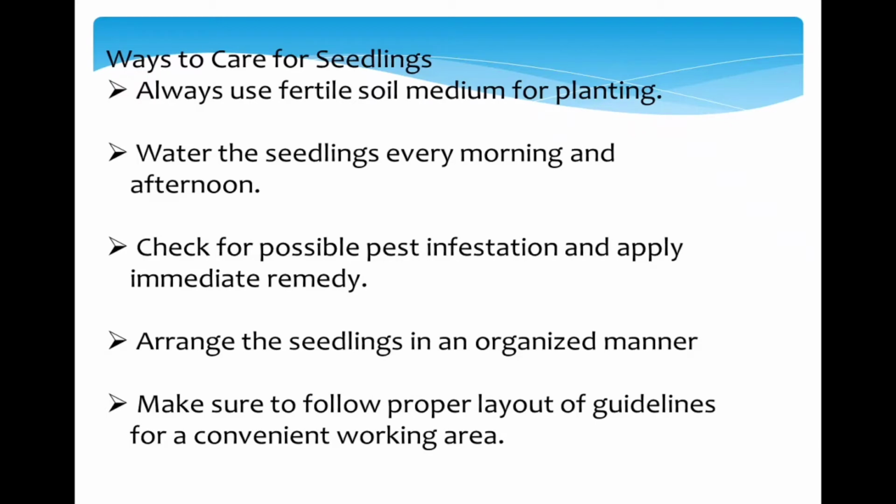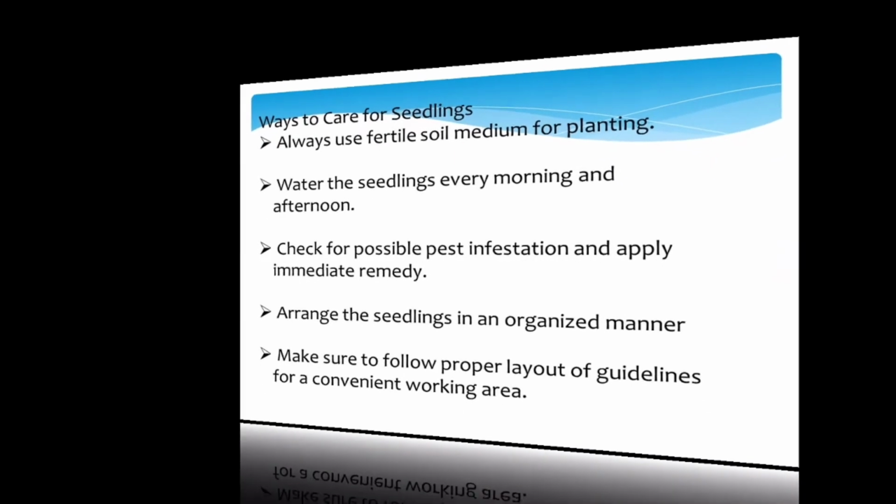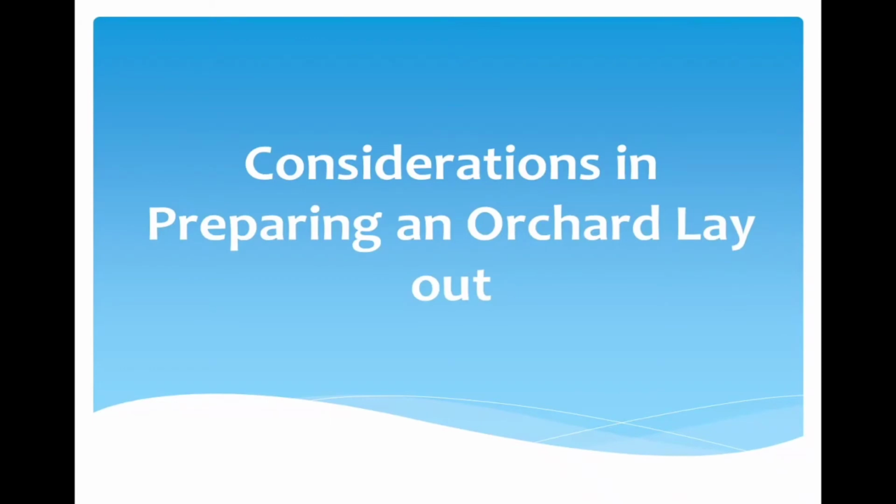Then check for possible pest infestation and apply immediate remediation. So every now and then, you're going to check the status of the plants. Then arrange the seedlings in an organized manner. And then make sure to follow the proper layout guidelines for a convenient working area. Now, let's move on to the considerations in preparing an orchard layout.